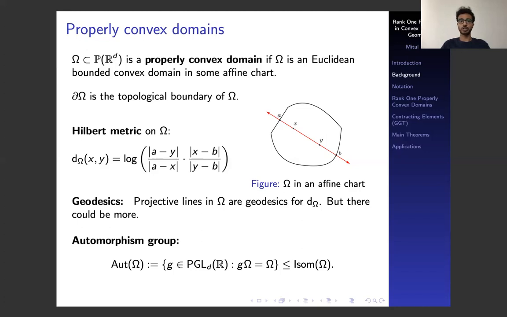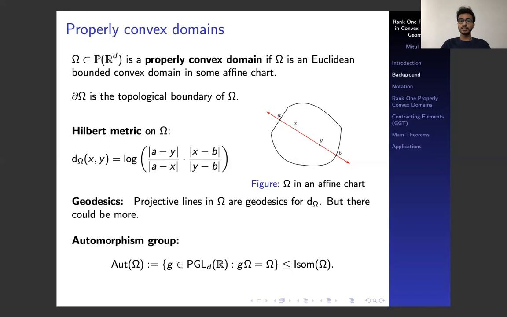Partial omega denotes the topological boundary of omega. In this figure, it is this black curve which bounds omega. Any properly convex domain omega can be equipped with the Hilbert metric, which is defined using cross ratios. Given any 2 points x and y in omega, we can look at its image in the affine chart and take the Euclidean line that passes through x and y that will intersect the boundary of omega at 2 points a and b. Taking the cross ratio of those 4 points and taking its logarithm defines a distance on omega. And this is what the Hilbert metric formula is.